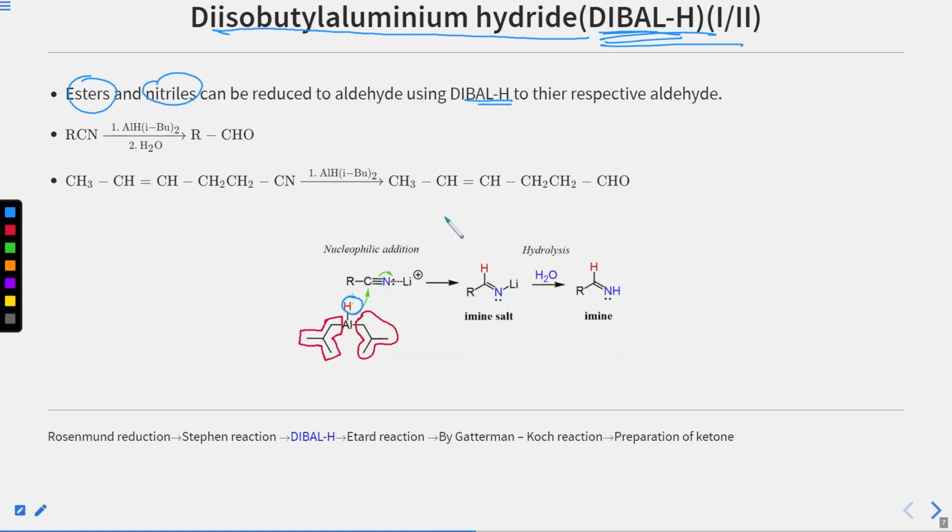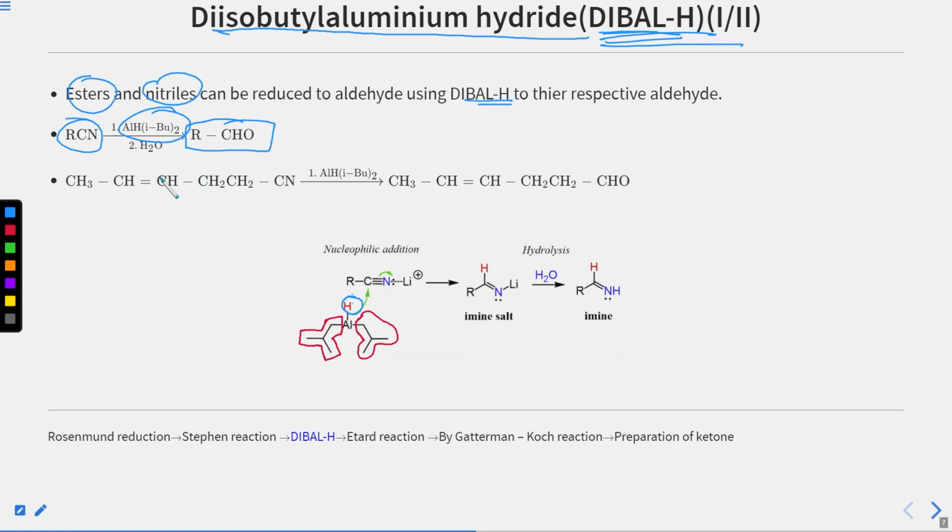But it has one advantage due to this complex. It can coordinate with, say, our nitrogen lone pair, or our ester lone pair, and therefore it can attack more efficiently. Suppose we take the example of RCN, that is our nitrile. So if we treat it with our DIBAL-H, or diisobutyl aluminum hydride, then it would result in the formation of RCHO, that is aldehyde.